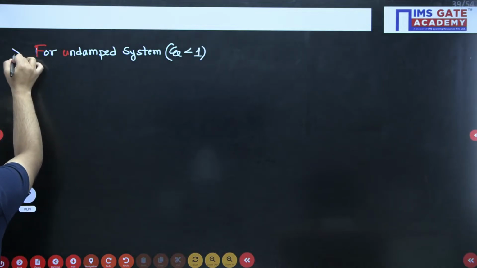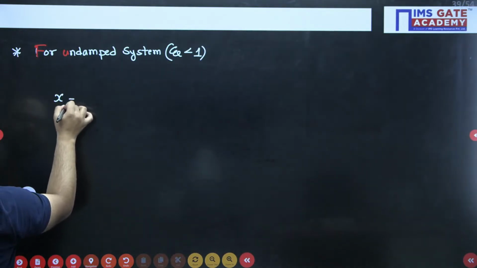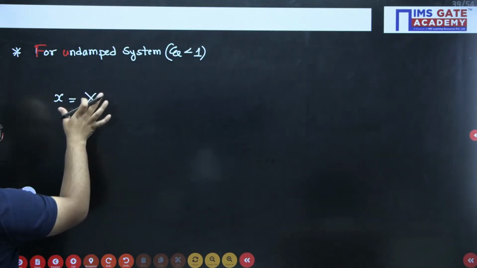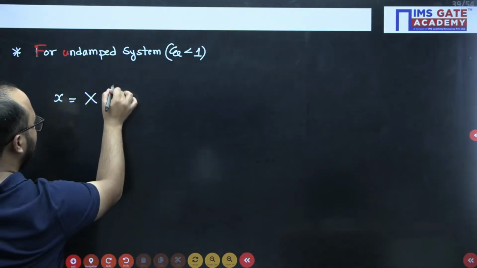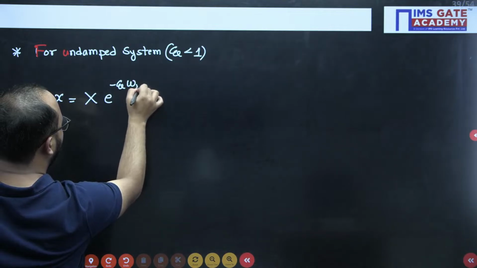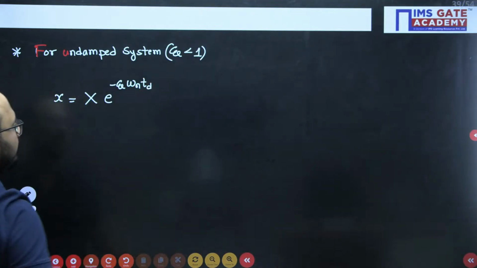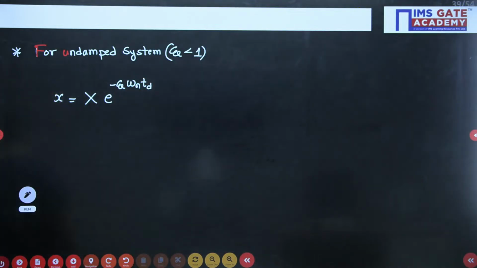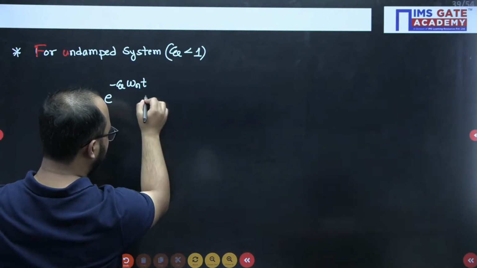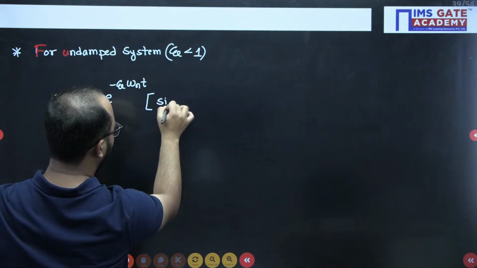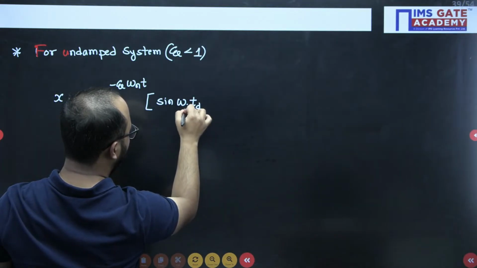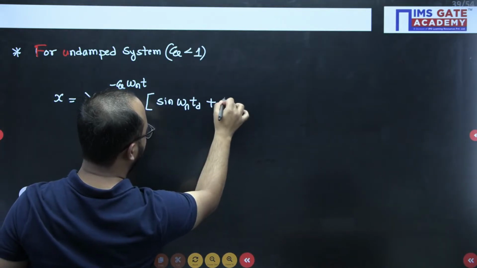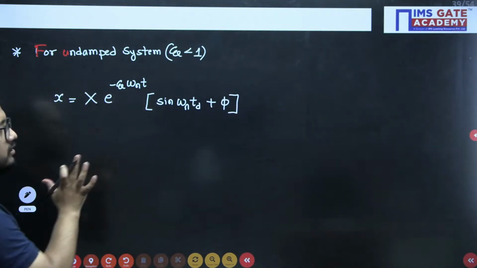Okay, for the system, your displacement will be x, capital X becomes what? Your amplitude is equal to damping factor, omega n, Td. Right, this is the formula that we will be having. Td will come here, sine, omega n Td plus phi, like this. This is the solution that we will have.